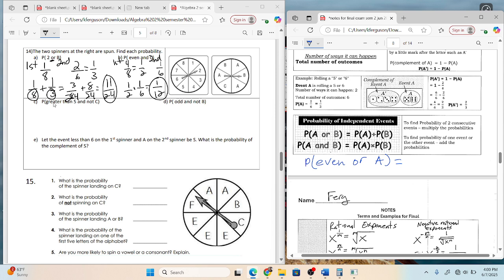All right. So next, greater than 5 and not C. So greater than 5: 6, 7, 8. So that's 3 over 8 for the first one. And then not C. That's 1, 2, 3, 4, 5. The second one is 5 over 6. There's no reducing to do separately. But if I got 3 over 8 times 5 over 6, I could do some cross canceling here. But for the sake of argument, I'm not. That's 15 over 48.